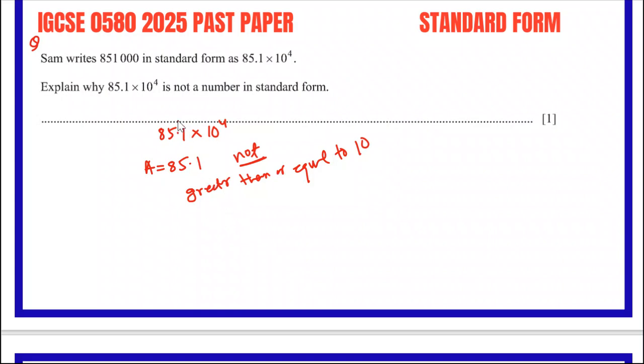So the decimal we have to move 1 place left. Then the correct standard form will be 8.51 times 10 to the power of 4 plus 1, 10 to the power of 5. We have to add 1 to the exponent because we are moving the decimal to the left. So the correct standard form will be 8.51 times 10 to the power of 5.